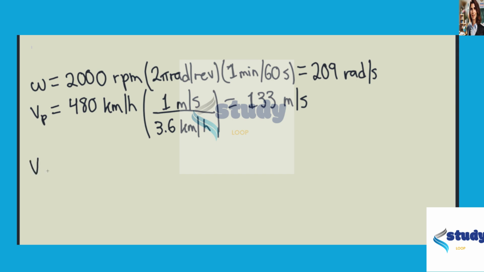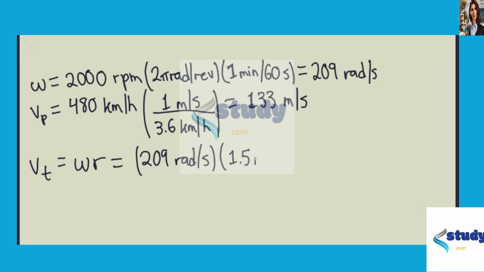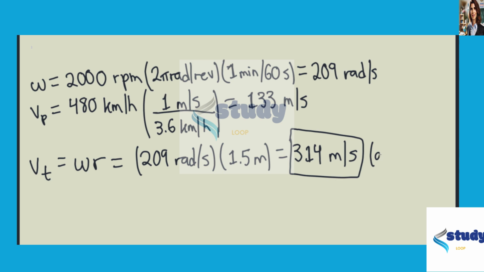So if we wanted to find the speed of the tip as seen by the pilot, the velocity of the tip would be equal to omega times r. So this would be equal to 209 radians per second multiplied by the radius of the tip, 1.5 meters, and this would be equal to 314 meters per second. So at this point, this would be your answer for part A, by the way, the velocity of the tip as seen by the pilot.